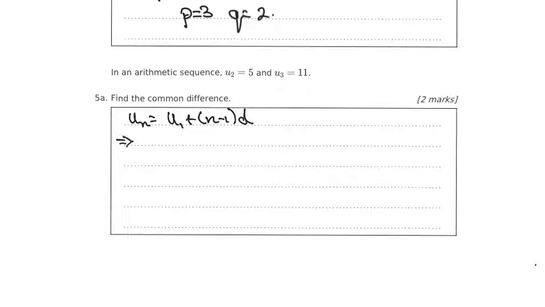Therefore, U2, which is equal to 5, is equal to U1 plus d, and U3, which is equal to 11, is equal to U1 plus 2d. If I subtract one from the other, I get 11 minus 5 is 6. The U1's cancel, I get d. So d is equal to 6.